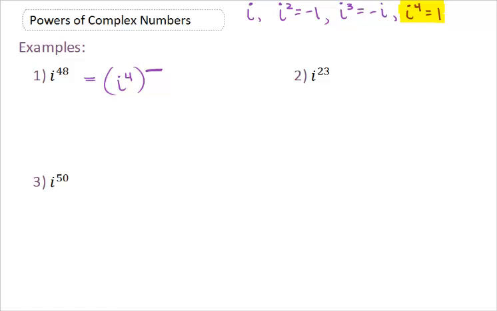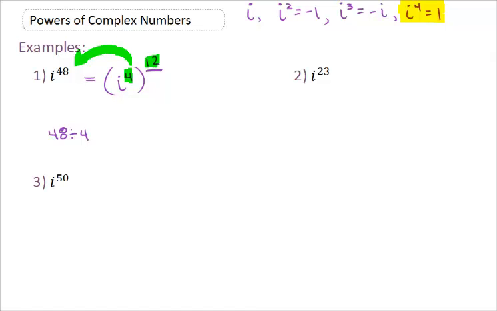This one actually works out very easy because 48 divided by 4 comes out even. 48 divided by 4 comes out to be 12. If you go back to your exponent properties, remember when you have a power to a power, you multiply them. So 4 times 12 does give me i to the 48.